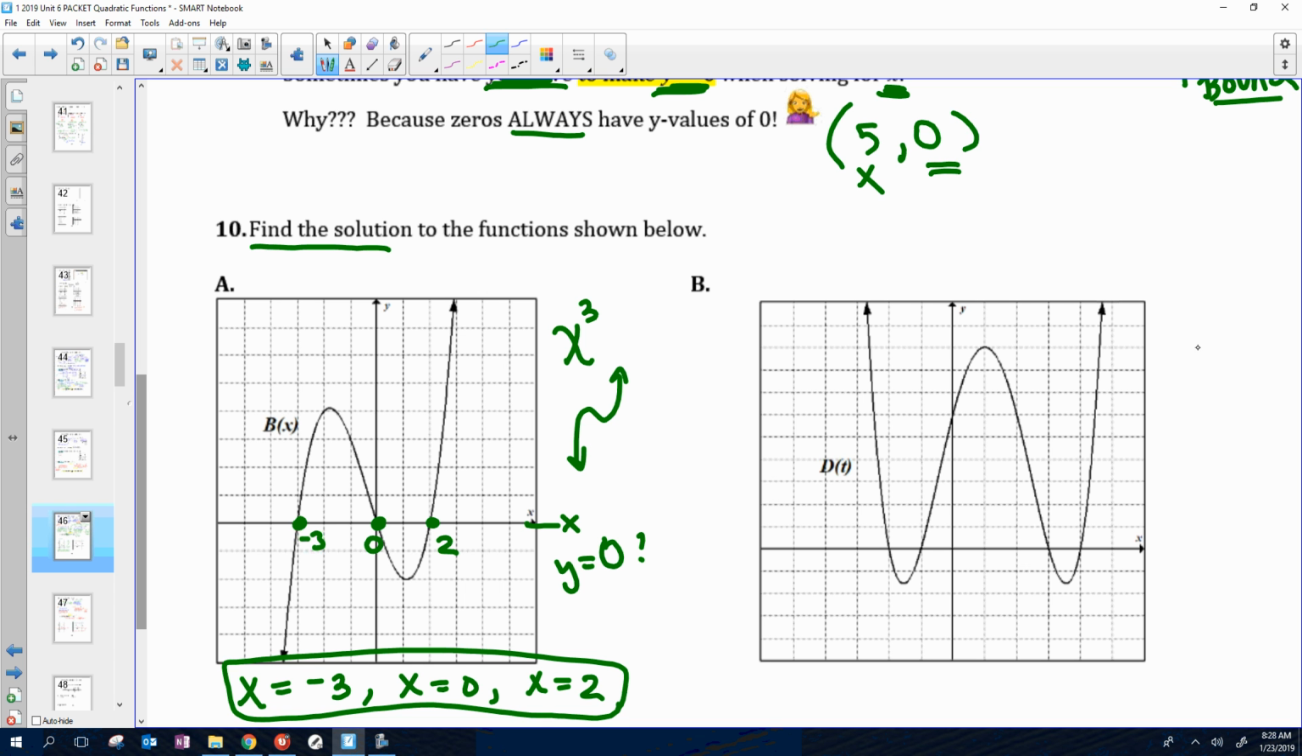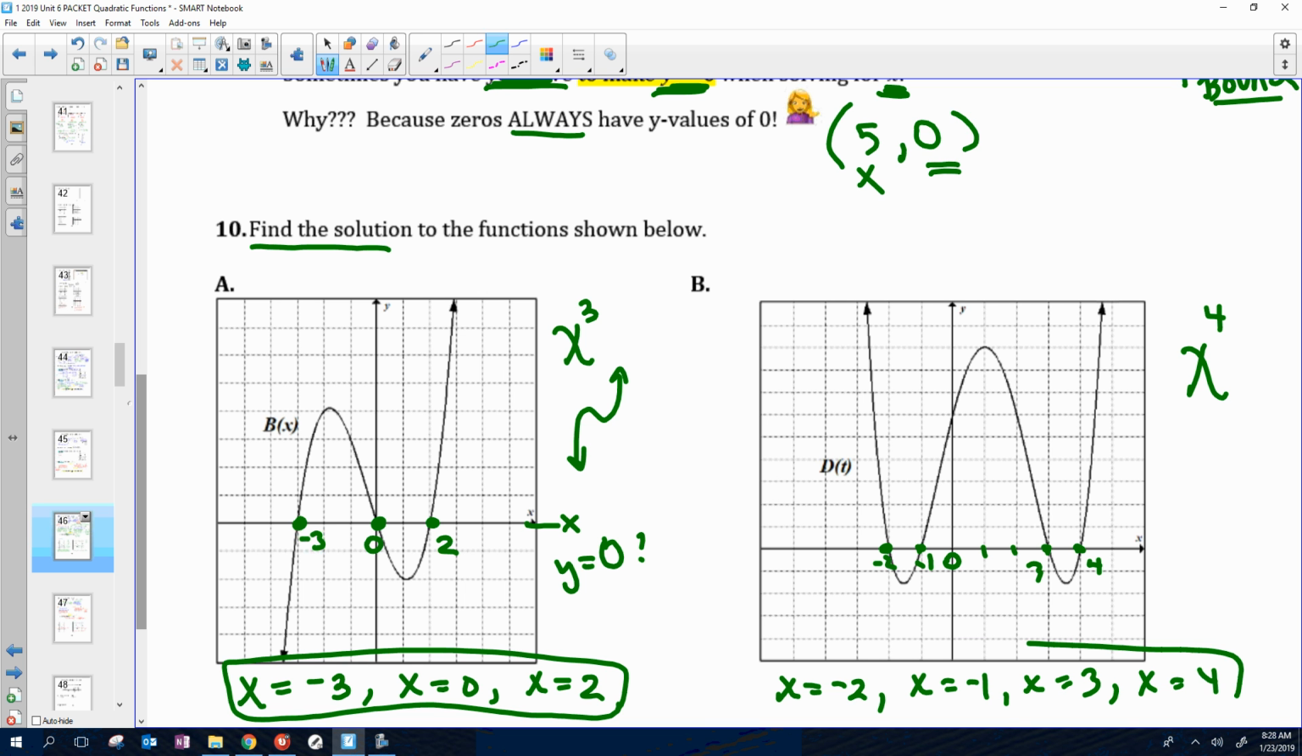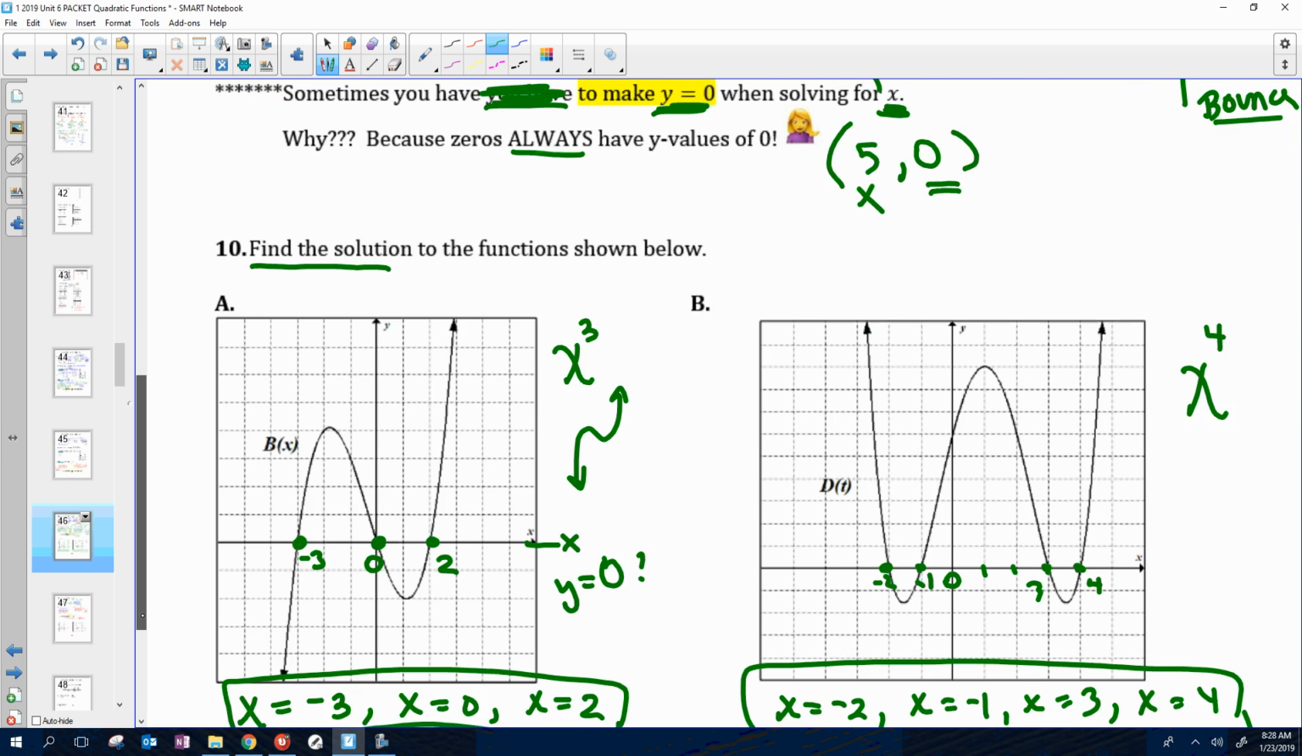This one, you don't know this yet, but this is actually an x to the 4th graph. And my solutions, there's 4 of them. So if this is 0, -1, and -2, x equals -2, x equals -1, x equals 3, and the next one is at 4, x equals 4. All right, I hope you understand what you're doing. Factoring, setting things equal to 0, and solving is a whole lot of fun.